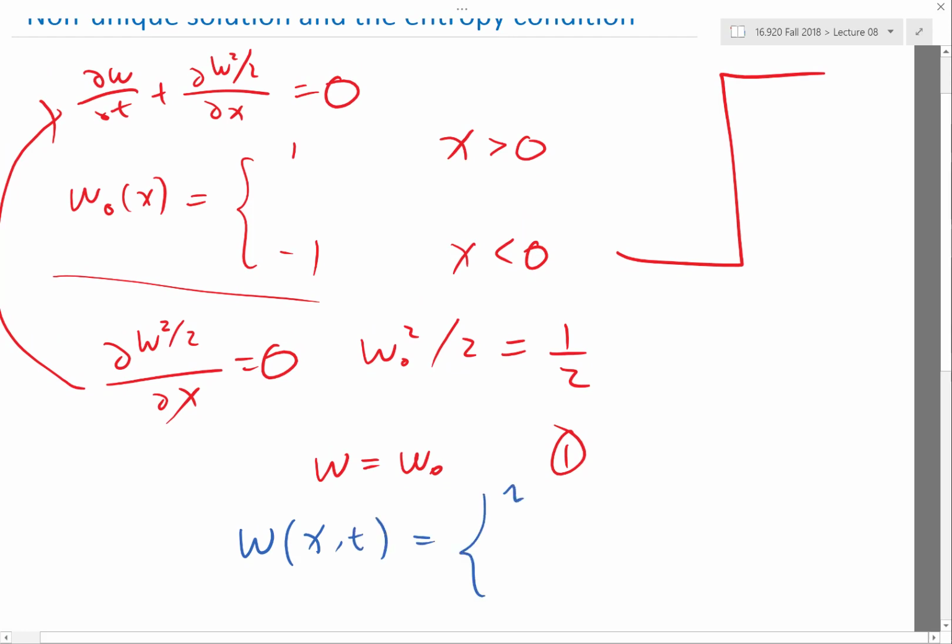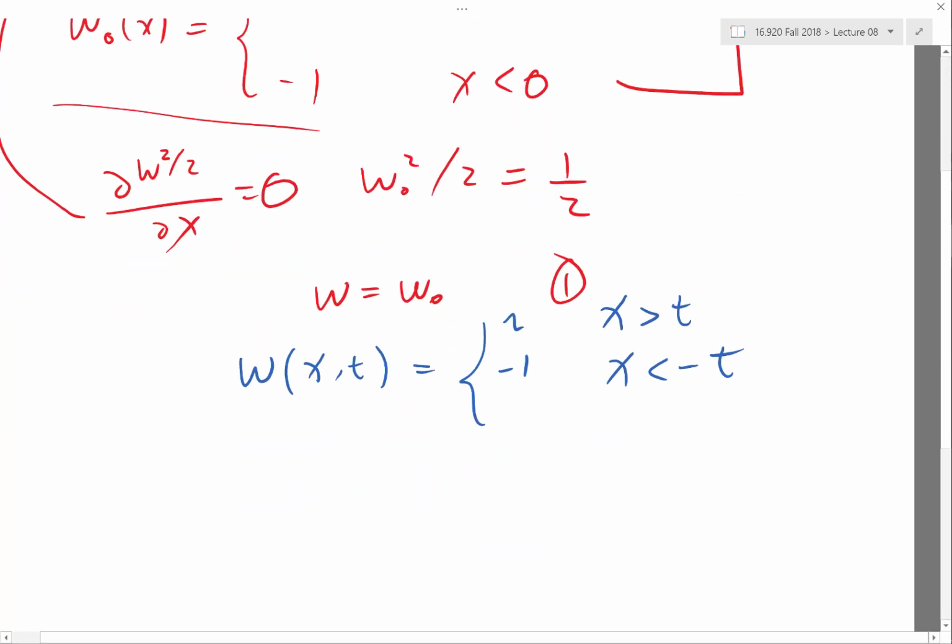Of course, we still have the 1 or minus 1 moving according to the speed, right? So if x is greater than t, because it's moving at the speed of 1, and if x is less than minus t because it's moving at a speed of minus 1, they still are 1 and minus 1. There is nothing that can change that. While in the middle, what if x is between minus t and t? How about just a linear function? How about x divided by t?